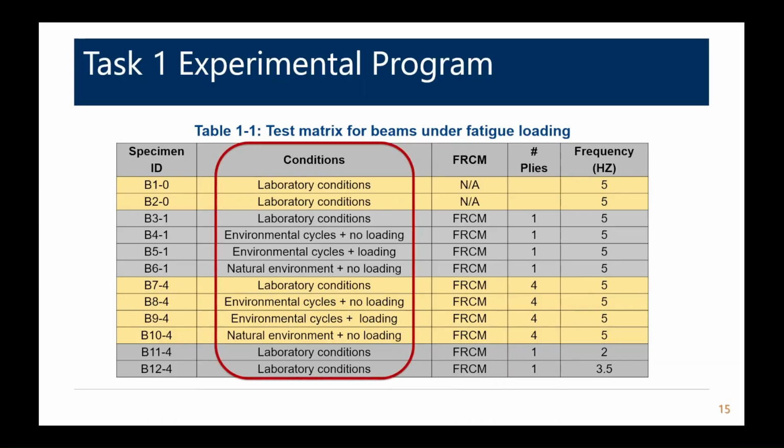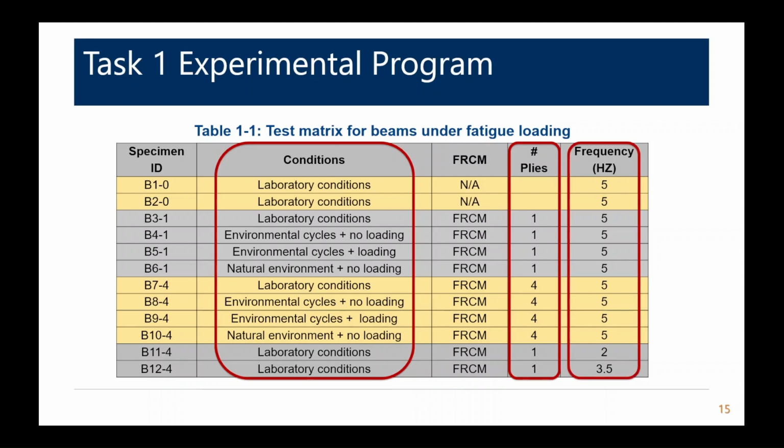Sorry about that. So that was the conditioning. And we also had variables looking at the number of plies. And you may see we didn't do 2 or 3 plies. The University of Miami did some comparative work, Tony and Annie's group, so we did 1 and 4. And then we also looked at somewhat the effects of frequency.